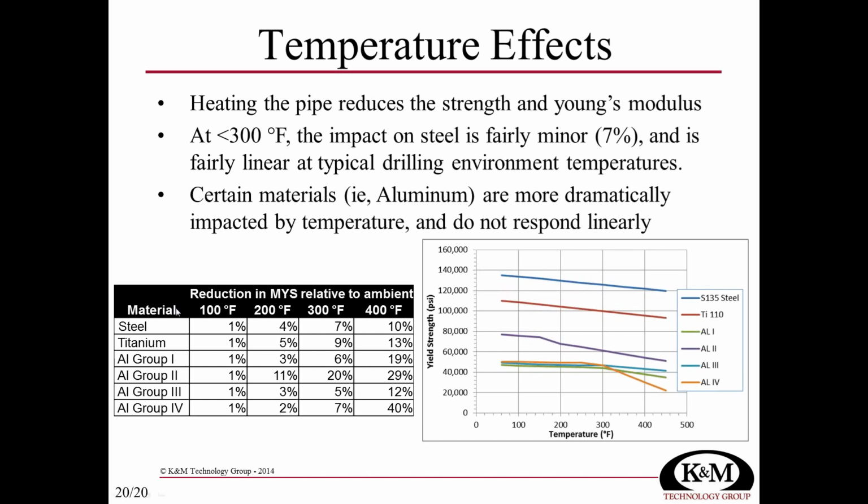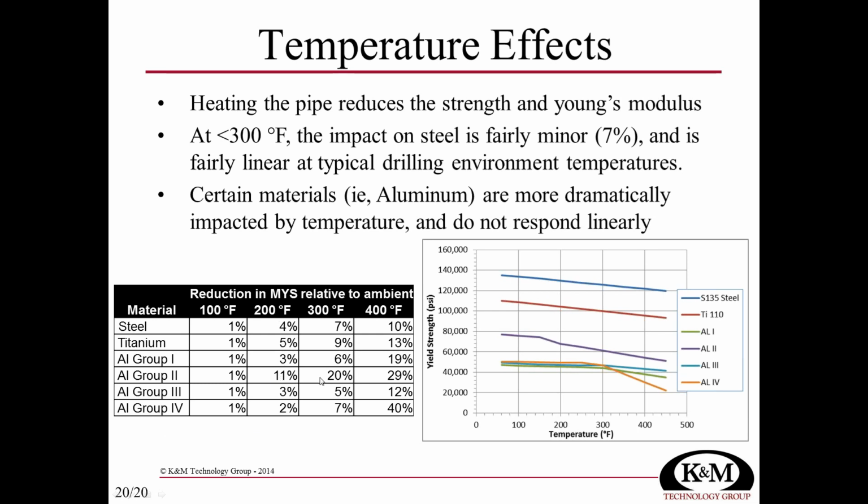And here I've got a few examples. What this table shows me is how much lower the minimum yield strength is compared to ambient conditions at 70 degrees Fahrenheit when I heat the pipe up to 100 degrees. You can see at 100 degrees Fahrenheit, the strength is only 1% lower, pretty insignificant. At 200 degrees Fahrenheit, for steel, it's 4% weaker. For titanium, it's 5% weaker. Aluminum, group 2, and so there's 4 different groupings of aluminum alloys in ISO 10400, which classifies these materials. Certain groups of aluminum are over 10% weaker when we're at just only 200 degrees Fahrenheit.